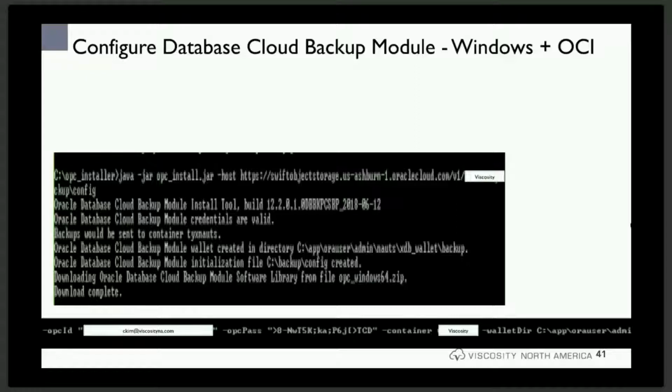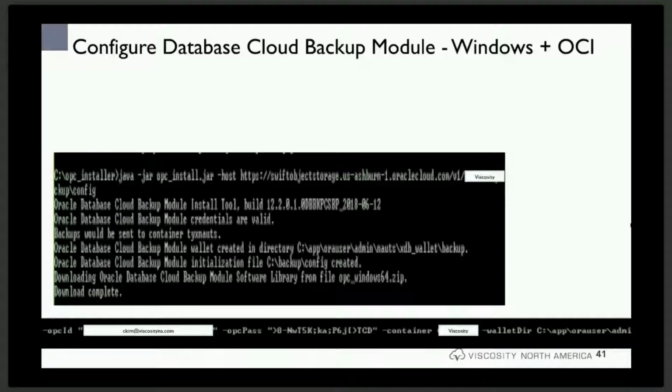I specify the host, and you can see here the REST endpoint has the actual data center now, plus the identity domain. My OPC ID is still my username, my email address, but my OPC password is my auth token that I just generated. Prior to this, the password was my cloud password. And then my container would be my DB backups, and I would specify my wallet directory. If you want specific examples on Windows, please let me know.